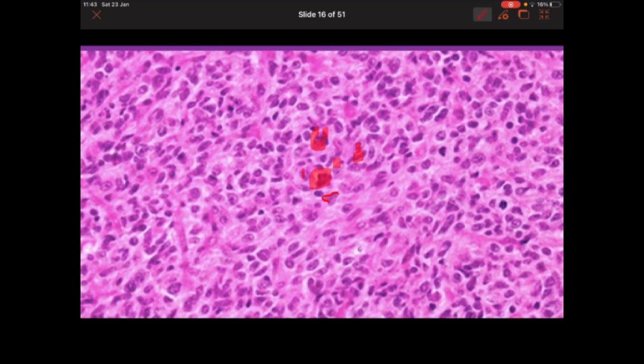We can appreciate that the cells are very irregular, the nuclei are very irregular, with coarse chromatin pattern. They are so different from each other. The shape is different and the size is also different. And we need to find mitosis. Usually the mitosis is brisk.